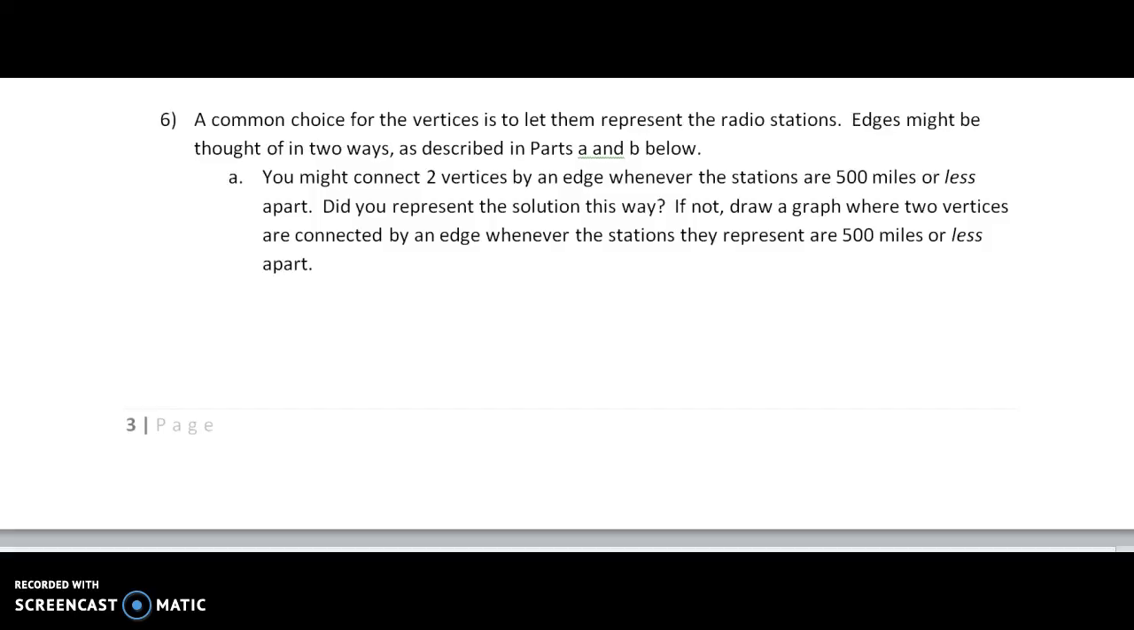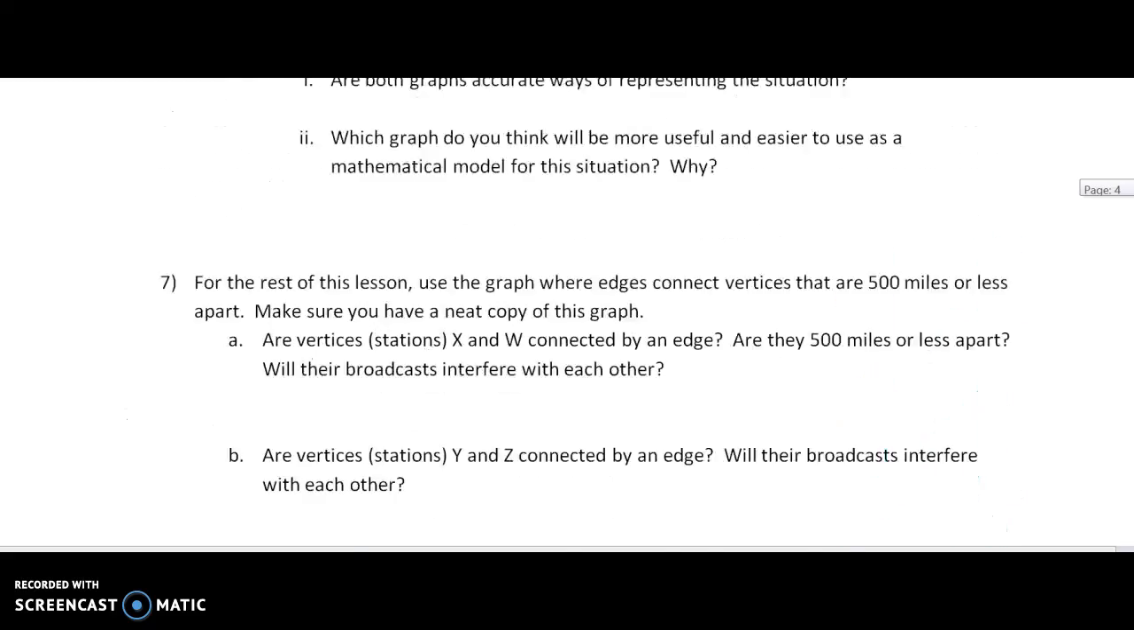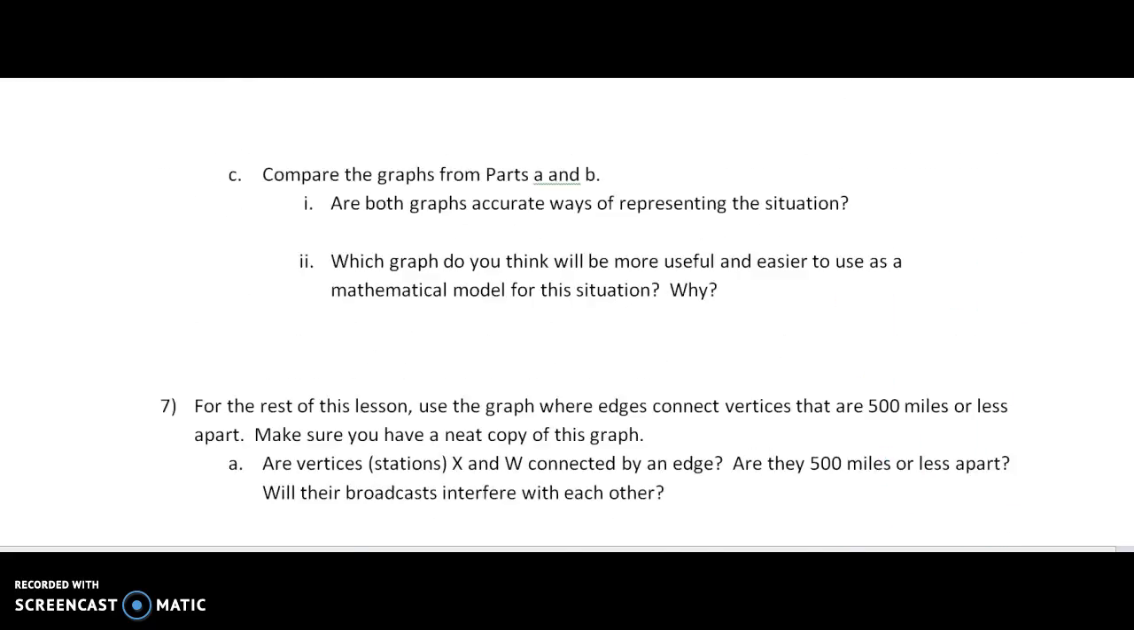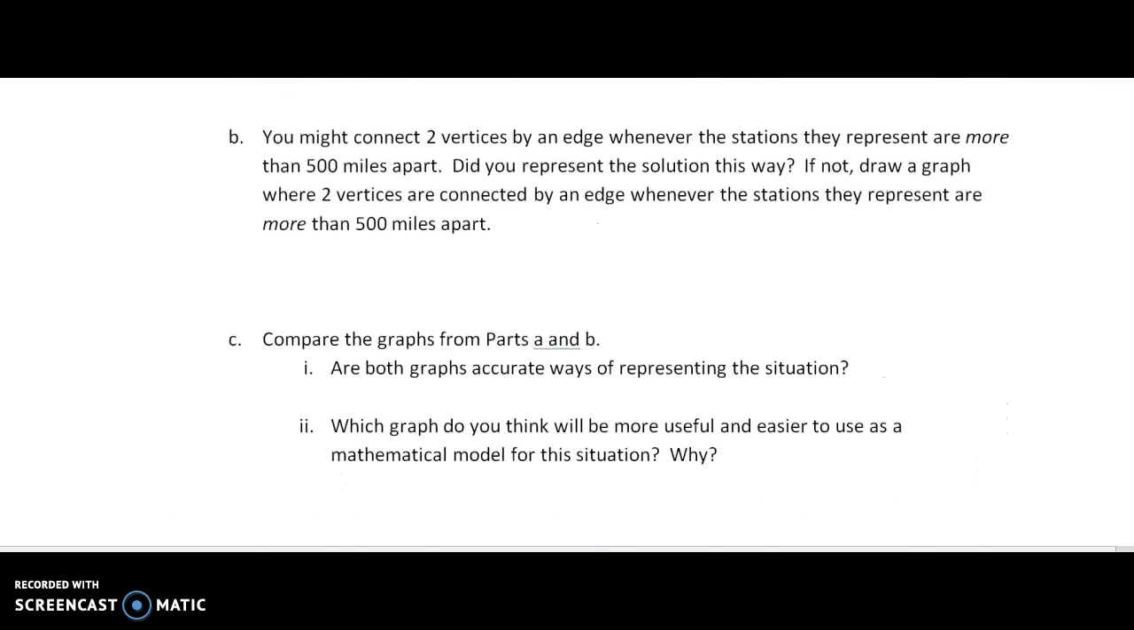Turning the page, I went too far. 6B, if yours matched 4C and then you put yes for 6A, this one's going to be different. Okay, basically the difference is that anything that was connected before.